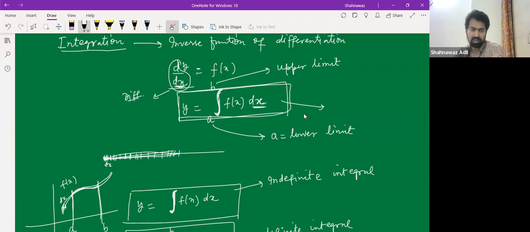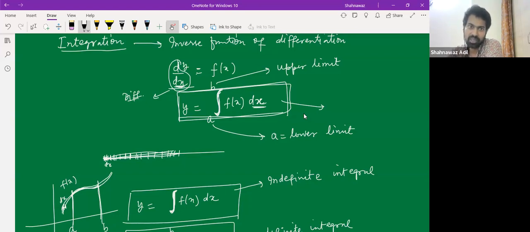I will not go into detail of this integral. There are several properties of integrals. How did you guys find differentiation, tough or easy? Easy. But this integration is very tough.